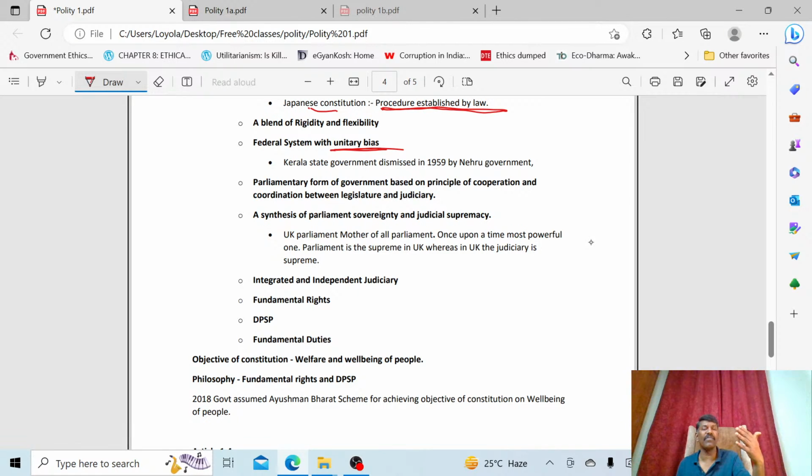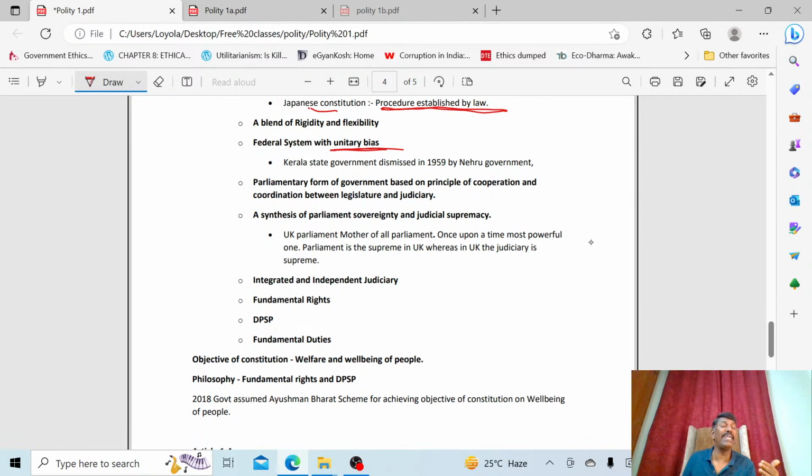In the UK, parliamentary sovereignty is ultimate. In the USA, judicial supremacy is ultimate. And in the UK, until 2006, there was no judicial review at all. After that, with limitations, we are practicing judicial supremacy as a judicial intervention, but not into the matter of parliamentary laws. Okay, but in India, it is a mixture of parliamentary form and judicial supremacy.